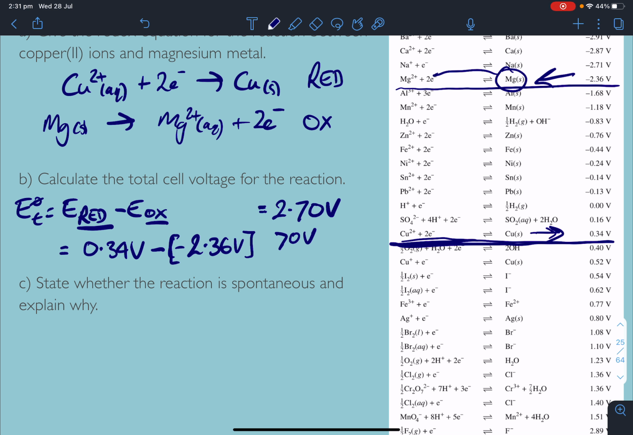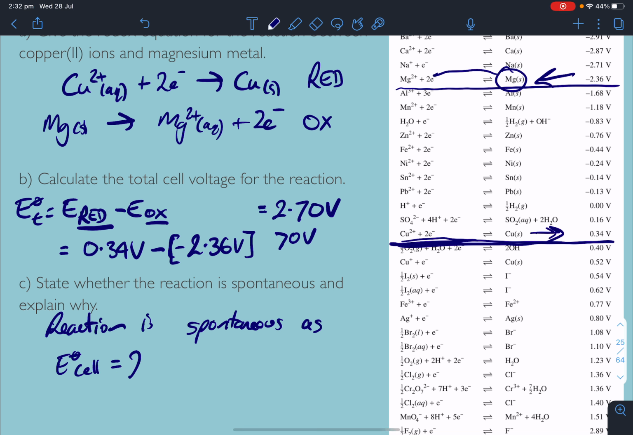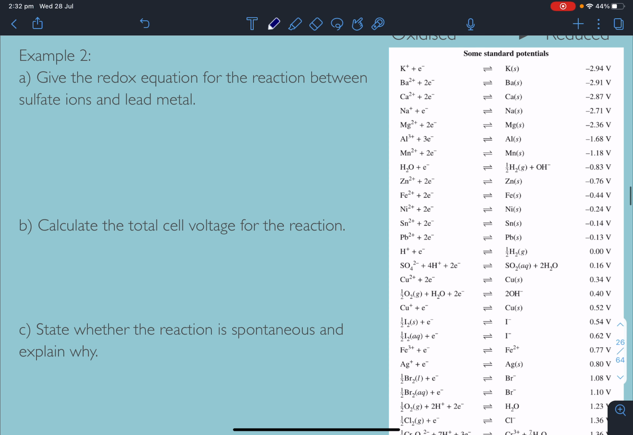So, C, state whether the reaction is spontaneous and explain why. Well, the reaction is spontaneous as E naught cell, or E naught total, same kind of thing, is 2.70 volts, which is greater than 0 volts. Same type of thing, I've just changed it up.